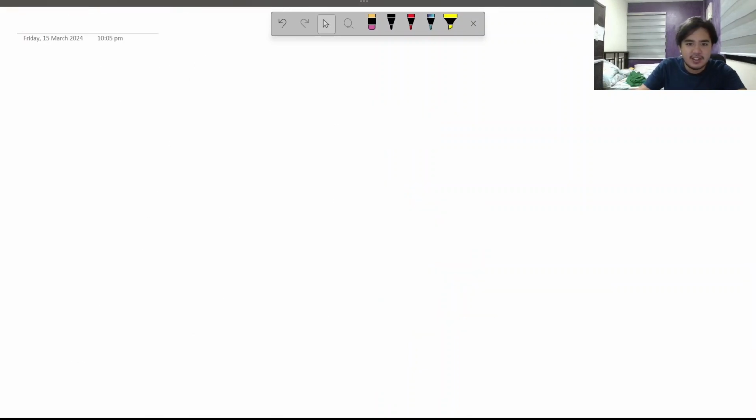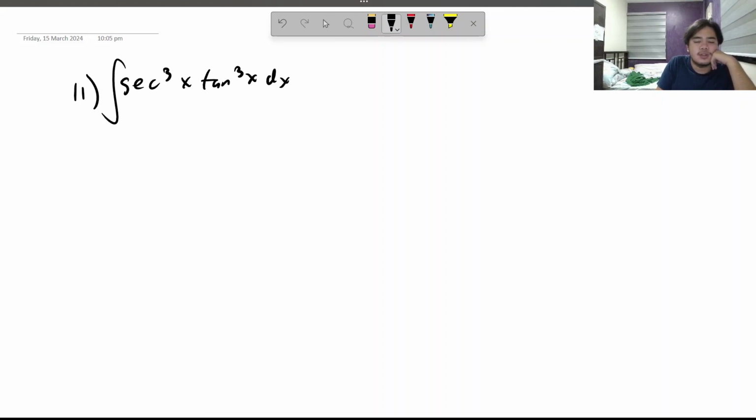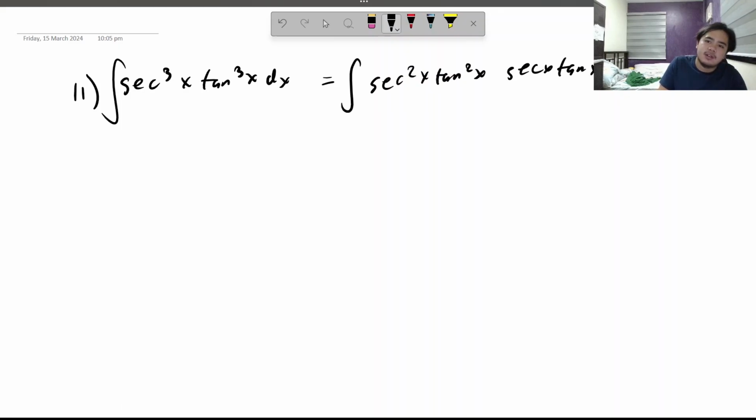Nice. Alright. The integral of secant cubed x tangent cubed x dx. What can we do here? If tangent x was u, then we need secant squared x, but we can't have secant squared x. How about secant squared x tangent squared x, and then we can put secant x tangent x to the side? Secant x tangent x reminds me of secant x.